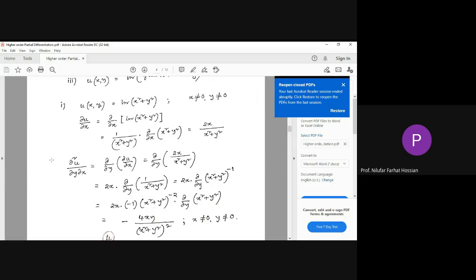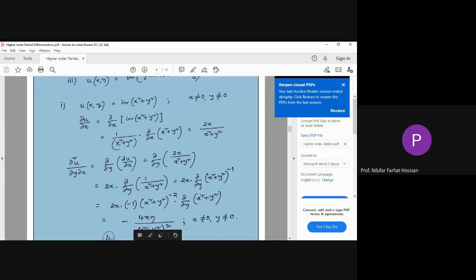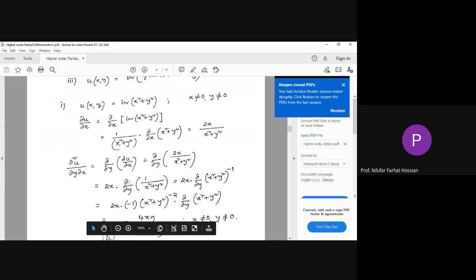So here del square u by del y del x. So we have to find del y of del u by del x. And now you are performing the differentiation with respect to y. So this 2x can be taken outside the differentiation. So it will be 2x into del y of 1 over x square plus y square. Now it is with respect to y. So this lower part should be considered as a single y because this partial derivative is with respect to y.